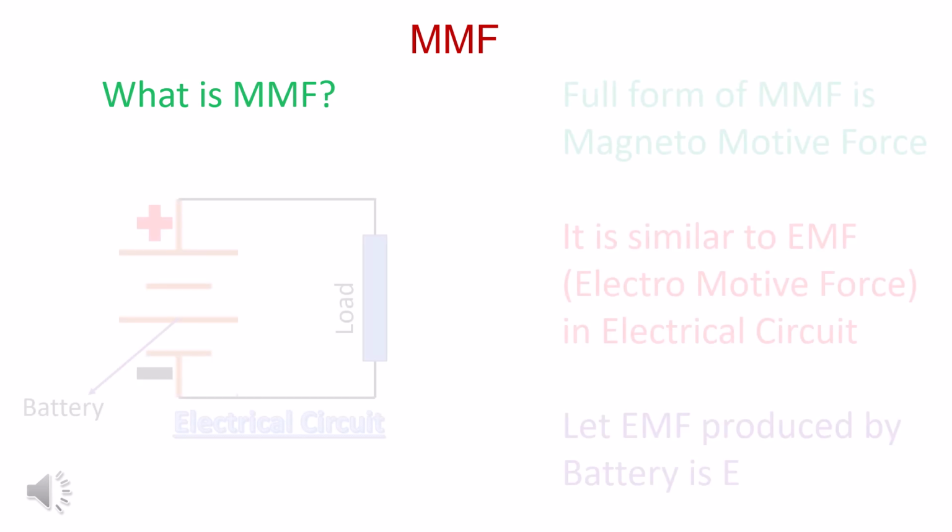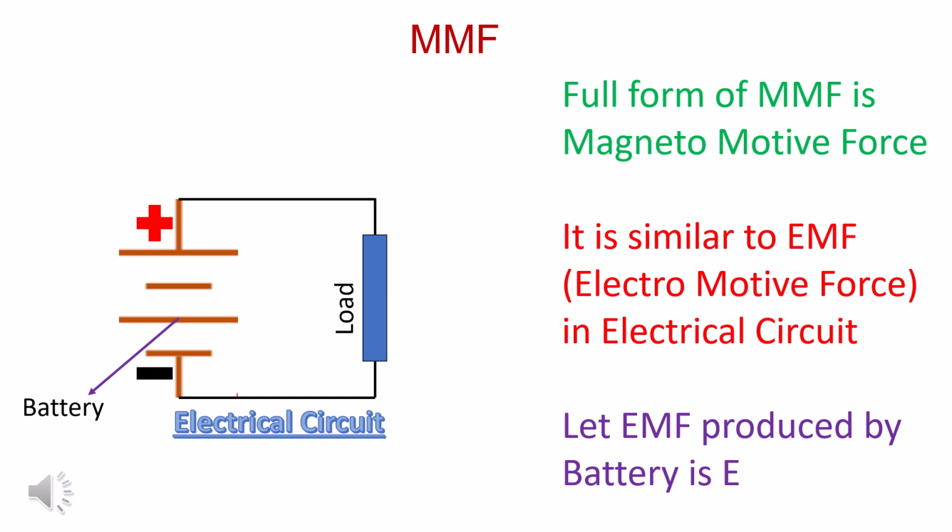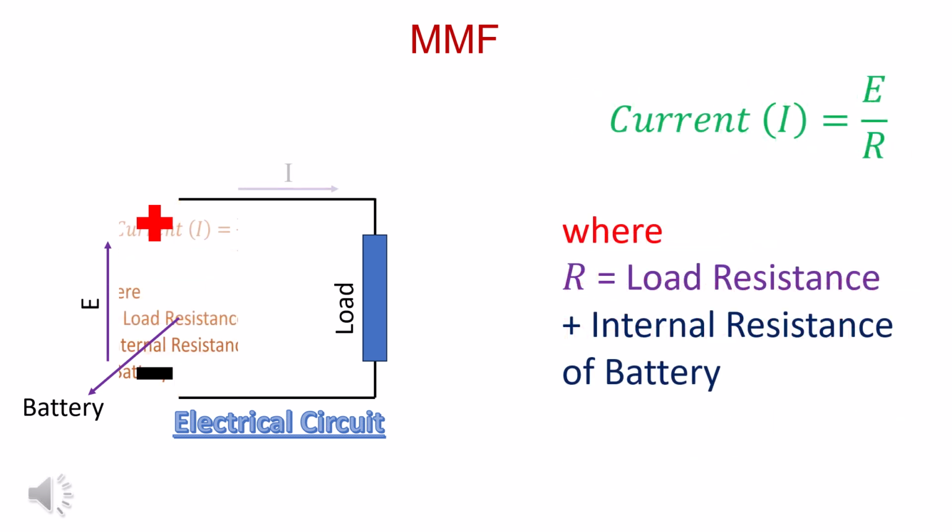What is the meaning of MMF? Full form of MMF is magnetomotive force. It is similar to EMF, electromotive force, in electrical circuit. Let EMF produced by the battery be E. Current is equal to E divided by R, where R is equal to load resistance plus internal resistance of battery.